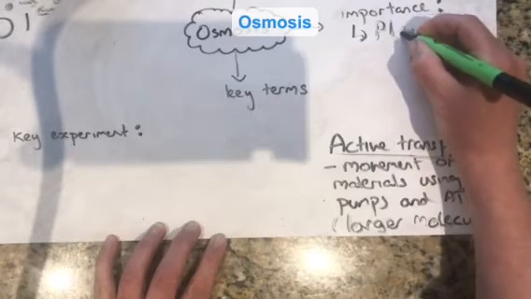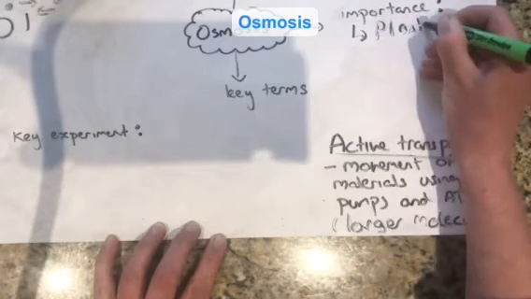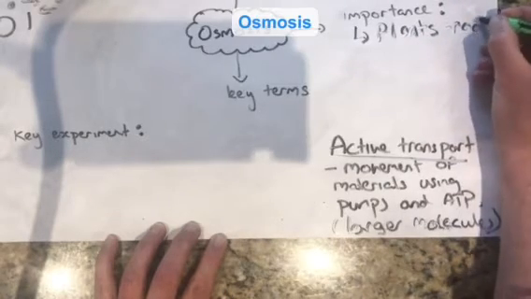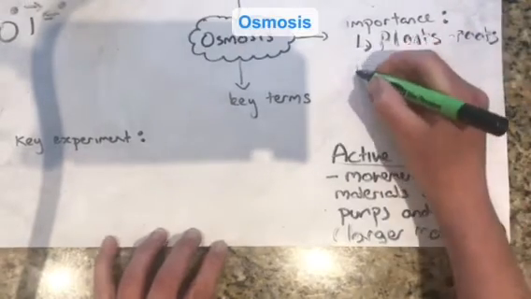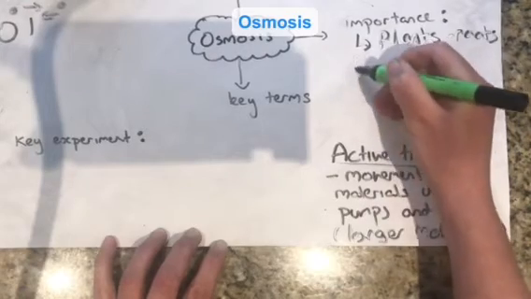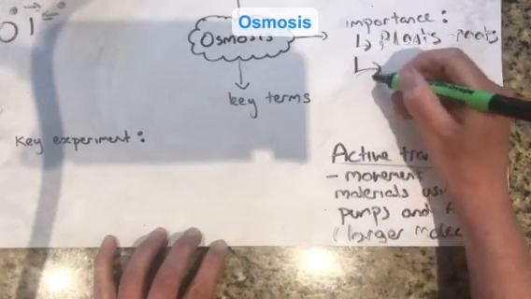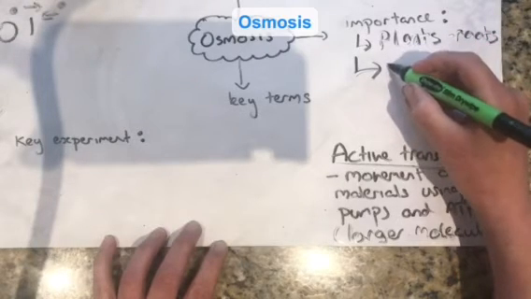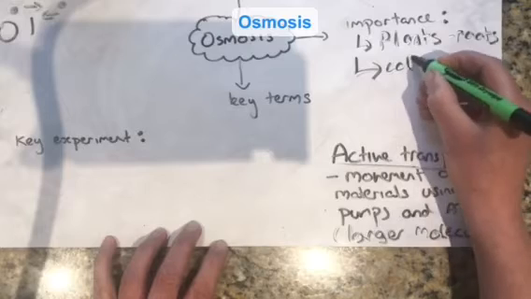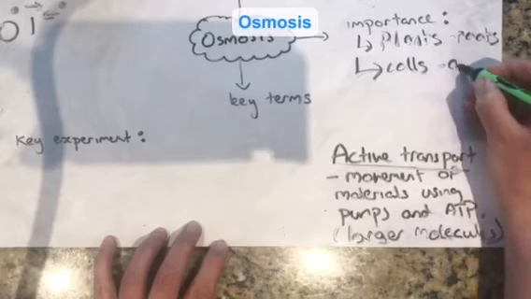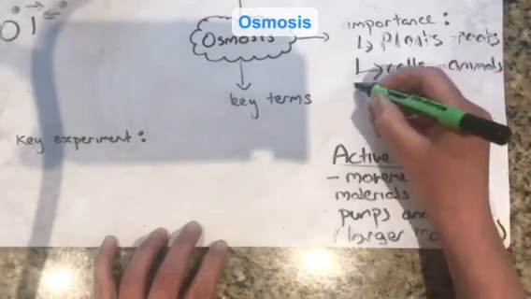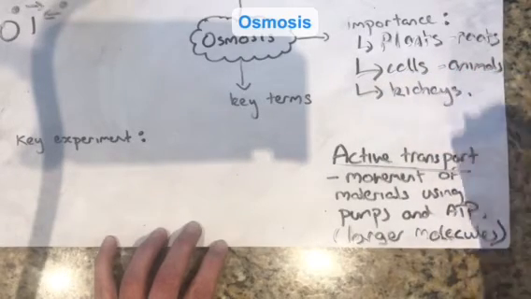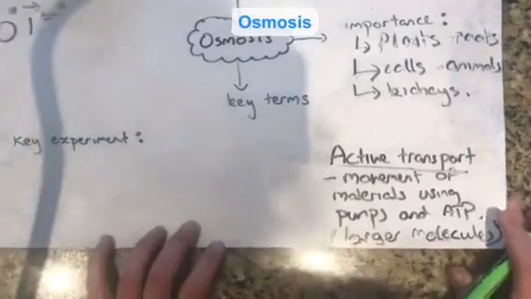Pen is very dodgy, apologies. Okay, so plants in the roots. Okay, you also see it in cells in animals, also in the kidneys. Okay, in the nephron. All right. So they're the importance of osmosis.